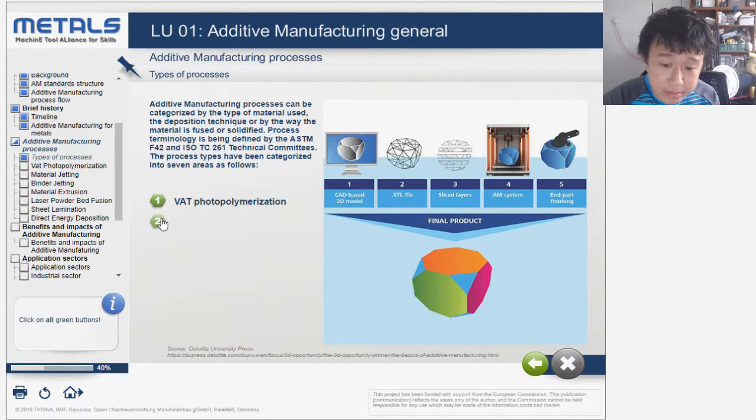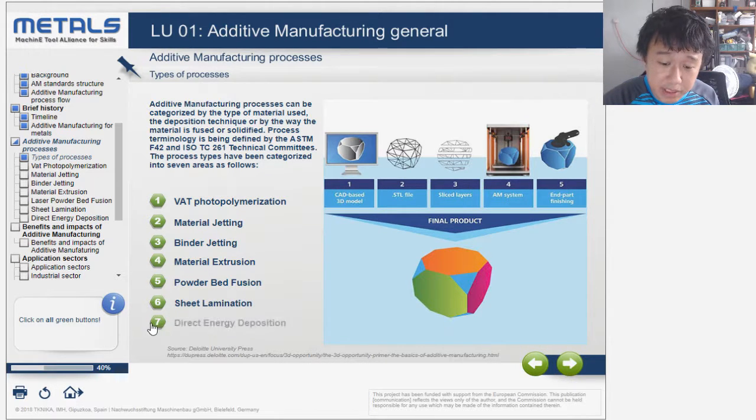Vat photopolymerization, material jetting, binder jetting, material extrusion, powder bed fusion, sheet lamination, direct energy deposition. So you can see on the figure there's the CAD base model .stl file, slice layers, AM systems, and finished parts. So this shows you the basic process of 3D printing.